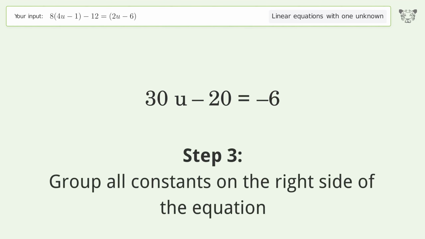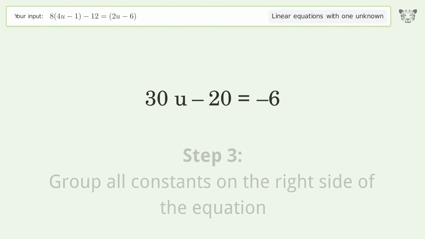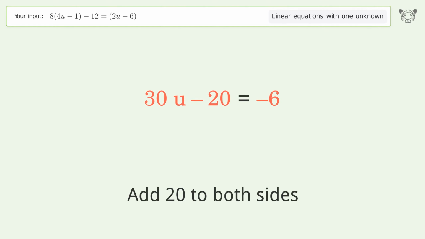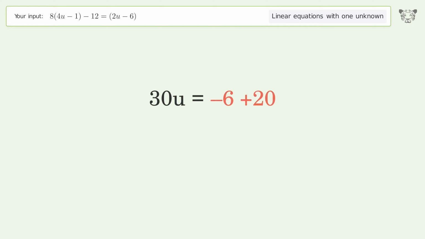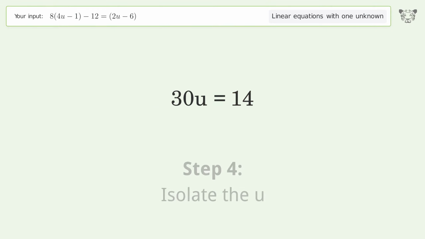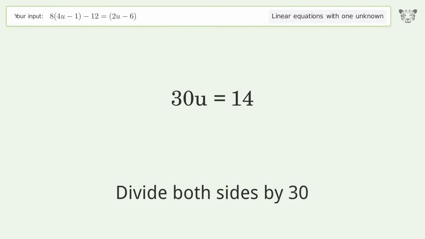Group all constants on the right side of the equation. Add 20 to both sides. Simplify the arithmetic. Isolate the u. Divide both sides by 30.